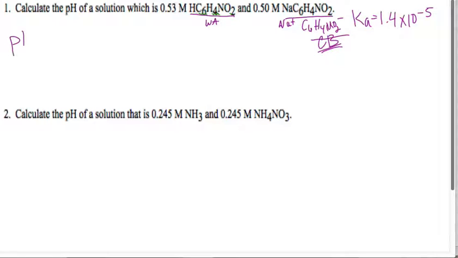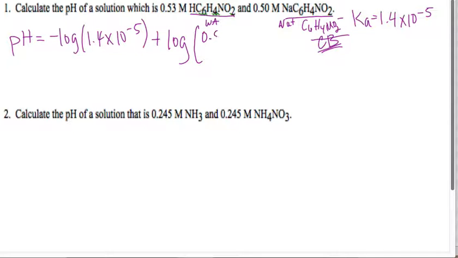pH then is equal to, what does pKa mean? P is the old-fashioned way for what? Negative log of the Ka, which I looked up to be 1.4 times 10 to the negative fifth, plus the log of the concentration of the ion on top of the concentration of the acid. So what goes on top? Correct. 0.5 divided by 0.53.